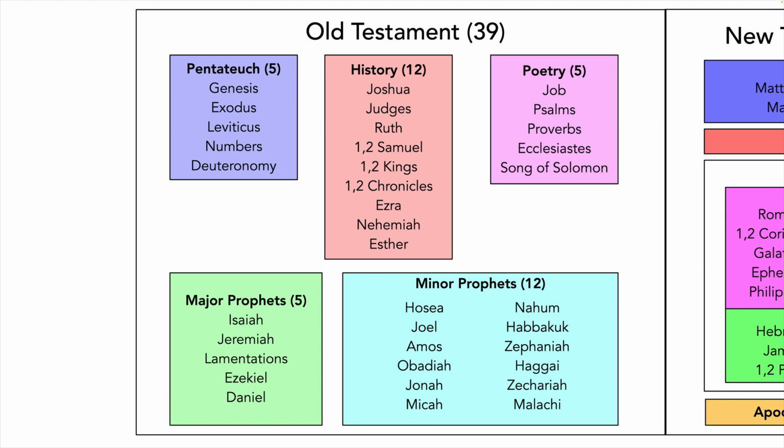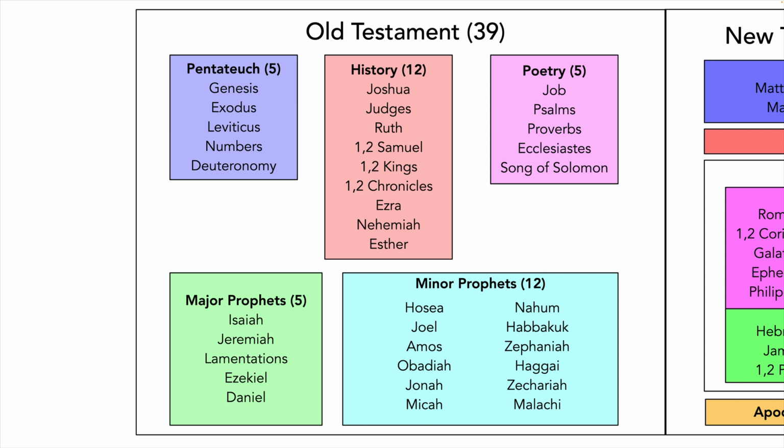So we have Isaiah, Jeremiah, Lamentations, Ezekiel, and Daniel. Lamentations is a fairly short book, but it's joined with Jeremiah because it's written by the same author. So these are the larger writings of the prophets within the Old Testament.